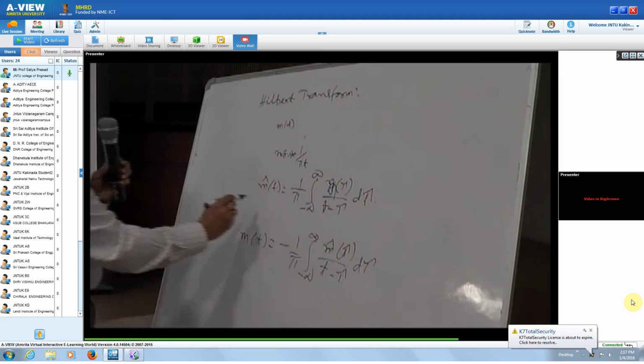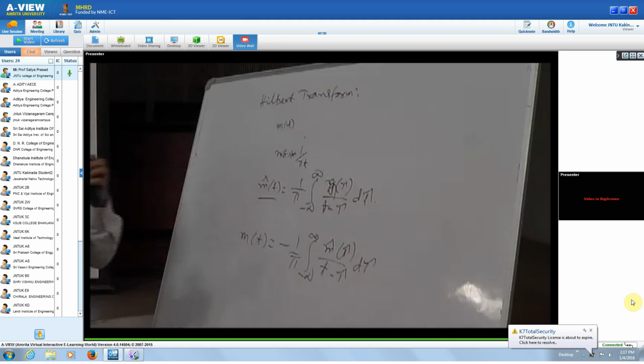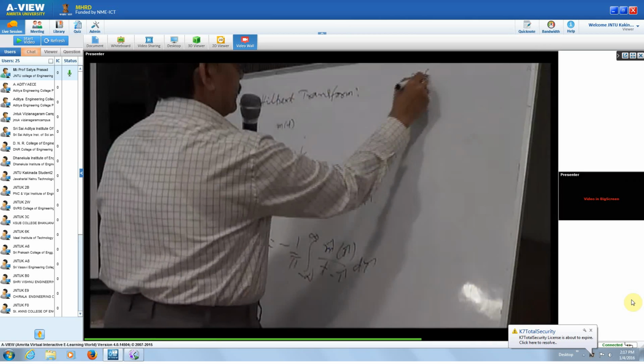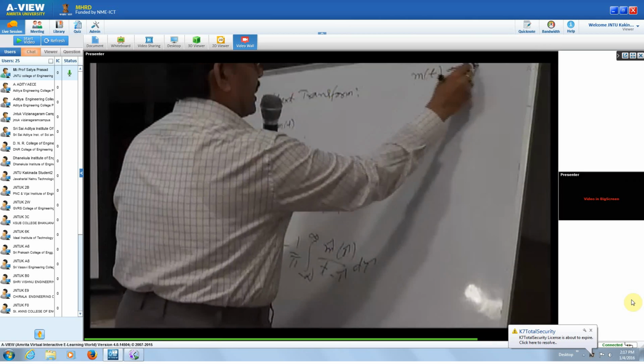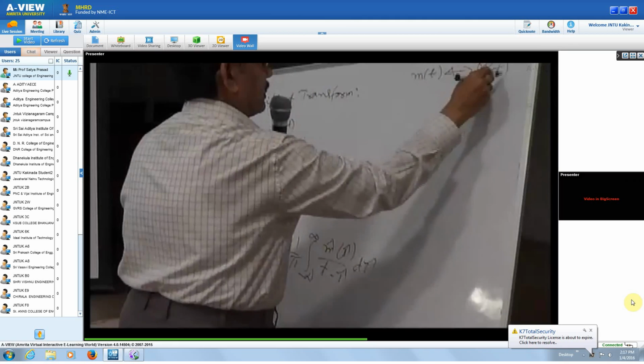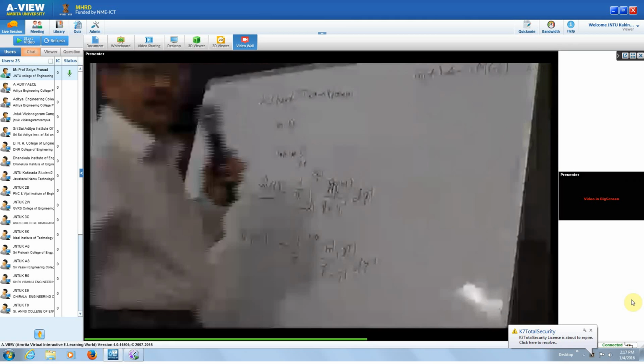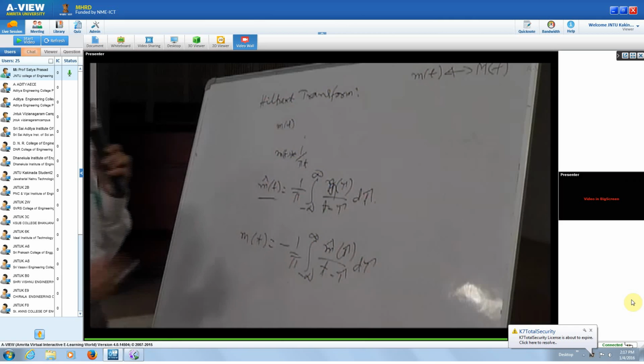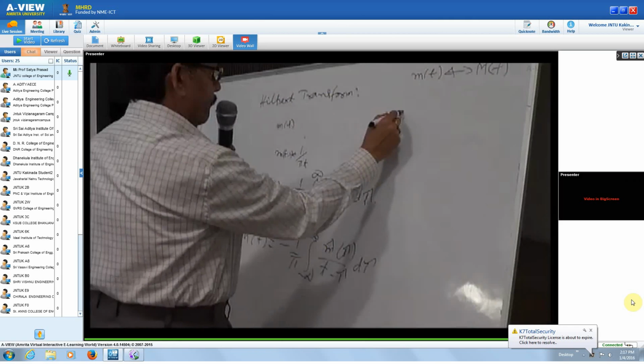What will be the transform of this m hat of t? When you say that m of t and M of f are a Fourier transform pair, what will be m hat of t?